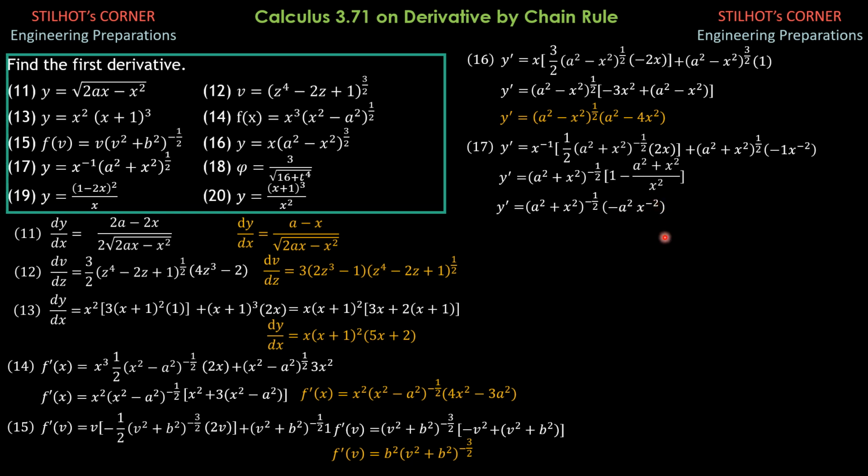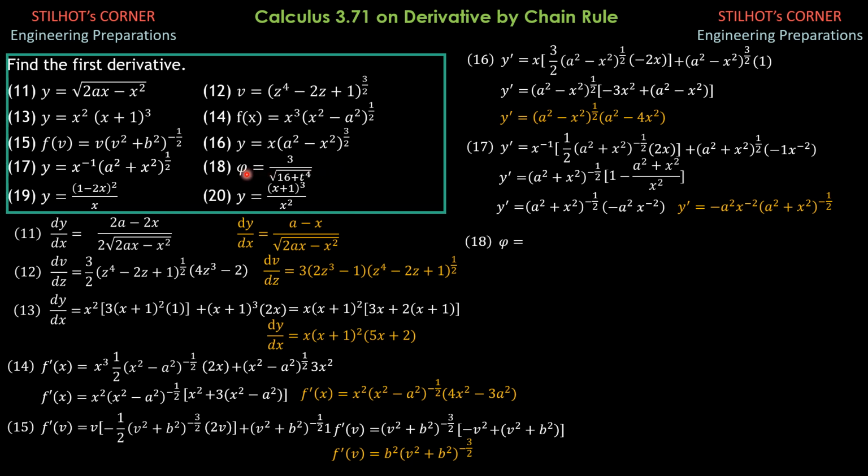So the final answer is y prime equals negative a squared x to the negative 2, because we write the answer in the same form as this. Then copy quantity a squared plus x squared to the negative 1 half. Number 18.